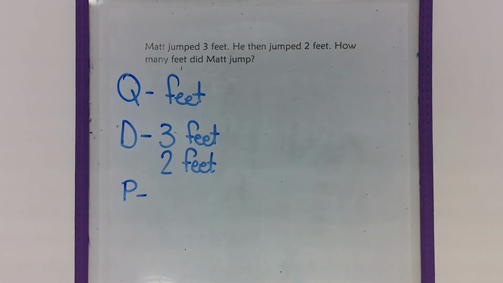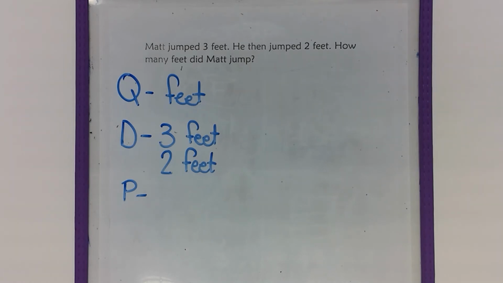And then we're going to talk about our plan. Our plan is where we determine what action is happening in the story. Notice we didn't focus anything on keywords. This entire word problem has no keywords in it. So we want to make sure that we're not looking for keywords, we're not stressing that for the students, but that we're looking at what was the action that happened in the story.